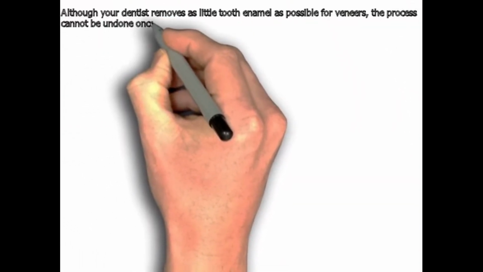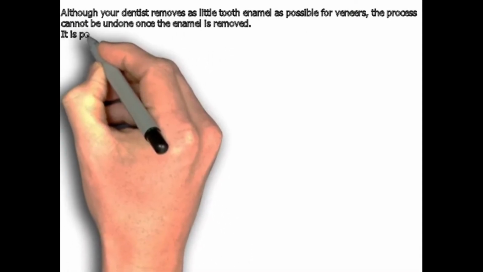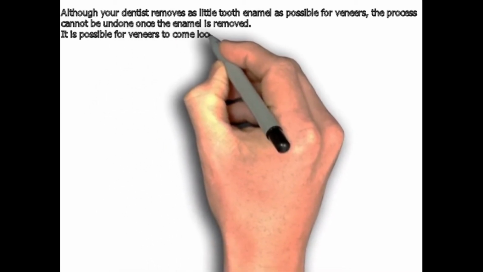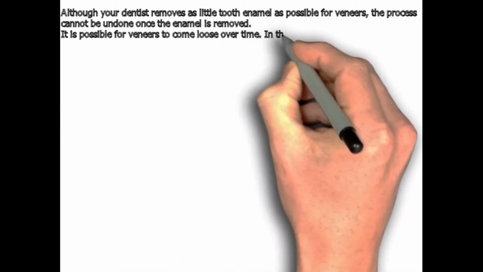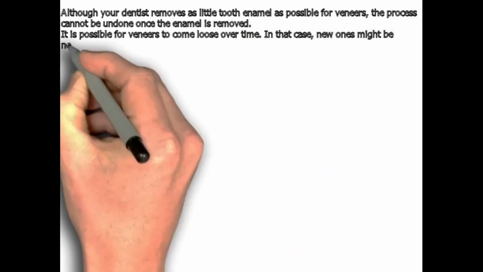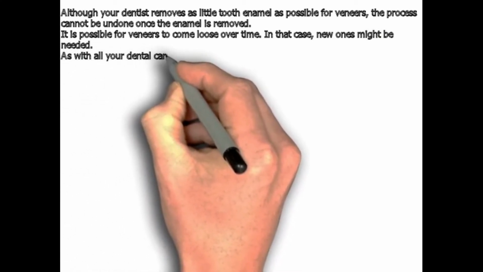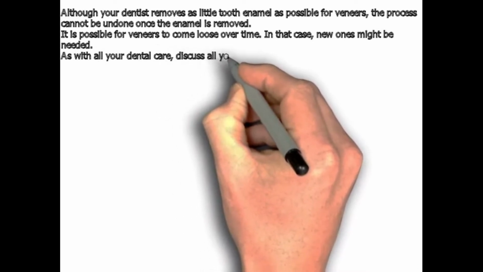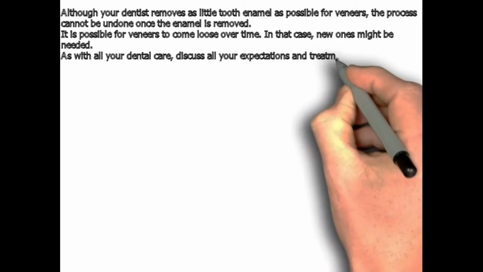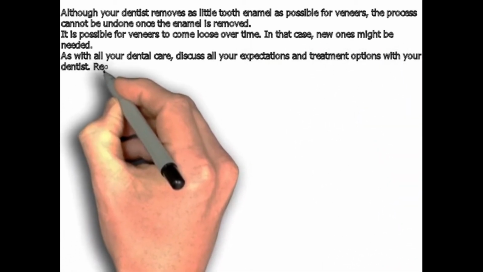Although your dentist removes as little tooth enamel as possible for veneers, the process cannot be undone once the enamel is removed. It is possible for veneers to come loose over time. In that case, new ones might be needed. As with all your dental care, discuss all your expectations and treatment options with your dentist.